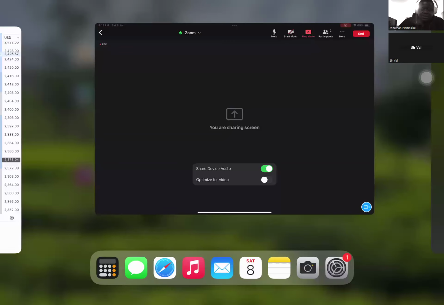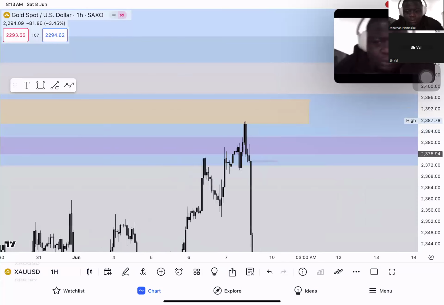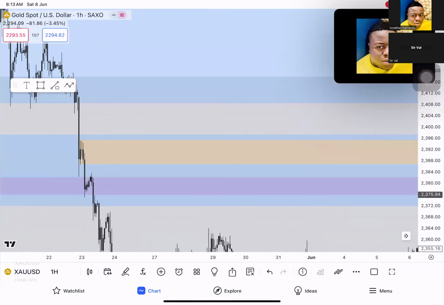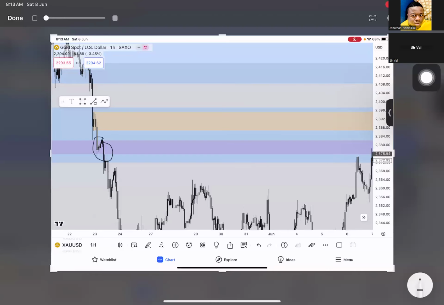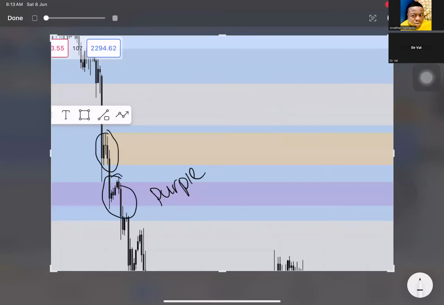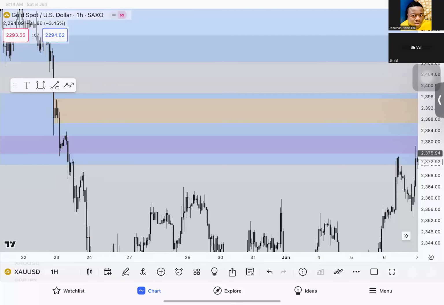Okay, you can see my screen? Yes, I can see it. Okay, so here is an example. My H4 zone is here, the purple one. But why am I marking the H1 outside the H4 zone? Because inside the H4, price has broken out the H1.